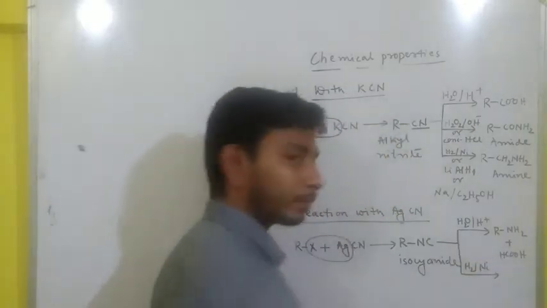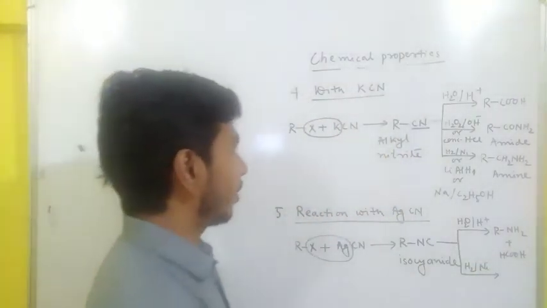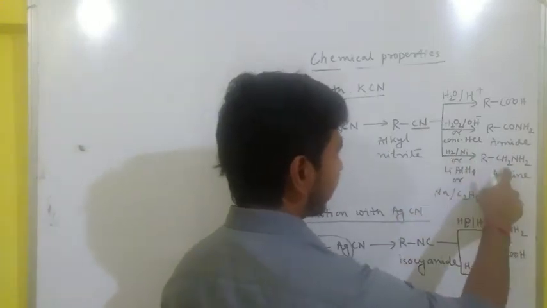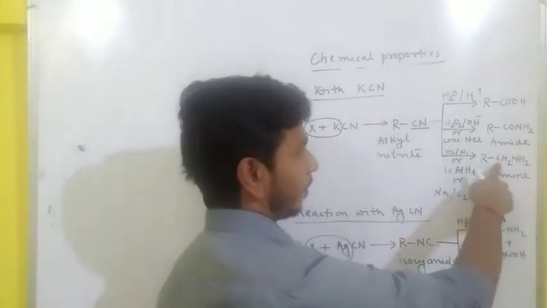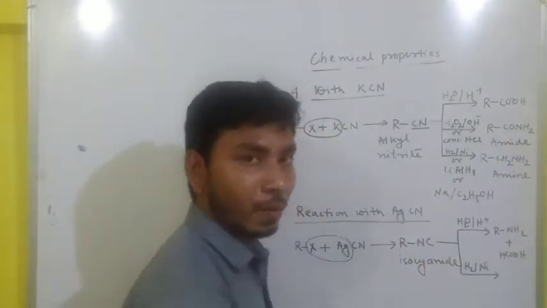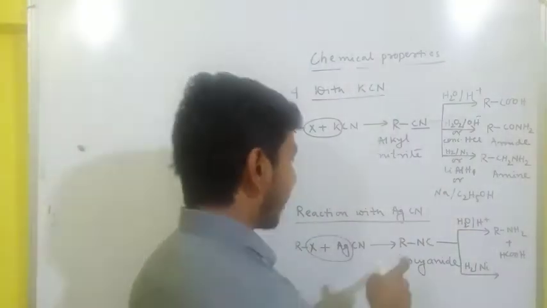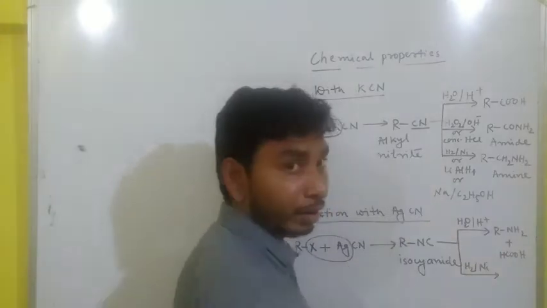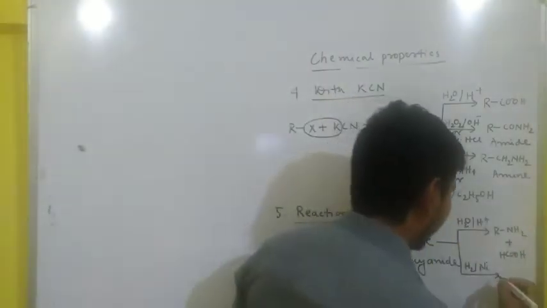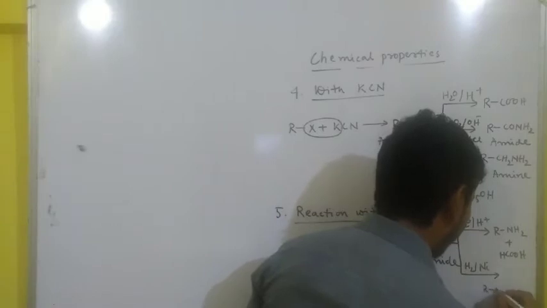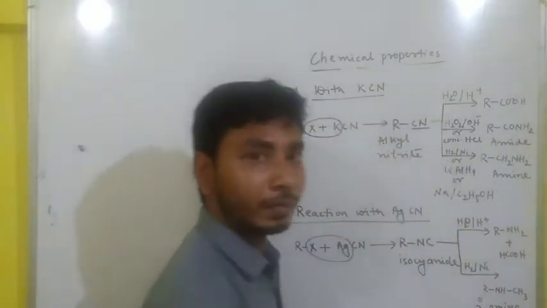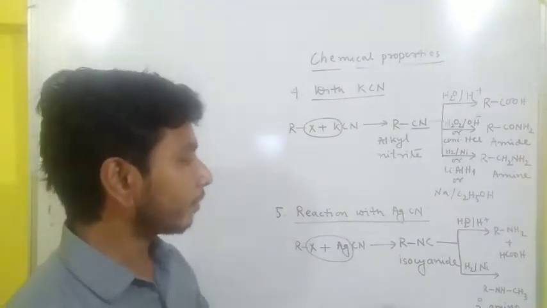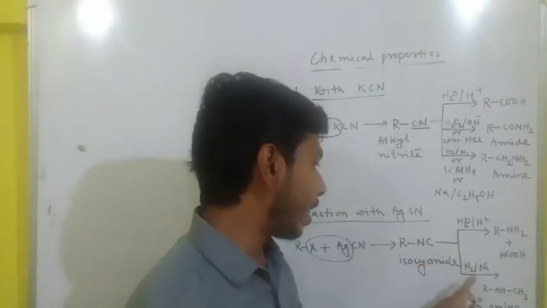And upon reduction, hydrogen with nickel, cyanide gives the primary amine, 1 degree amine. Nitrogen is directly attached to 1 carbon atom, so it is primary amine. But isocyanide upon reduction gives the secondary amine, RNHCH3. It is 2 degree amine.